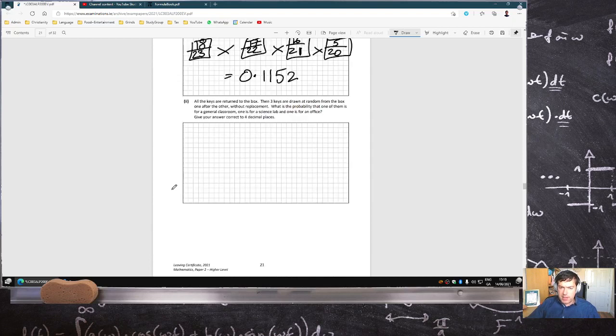All the keys are returned to the box. Then 3 keys are drawn at random from the box, one after the other without replacement. What's the probability that one of them is for a general classroom, one is for science, and one is for an office? One of each, basically.